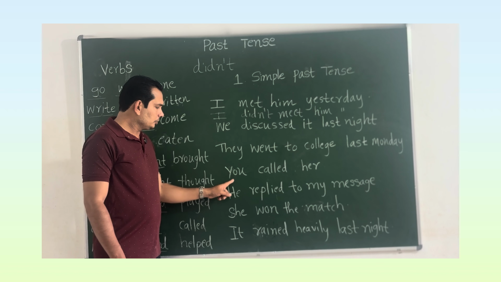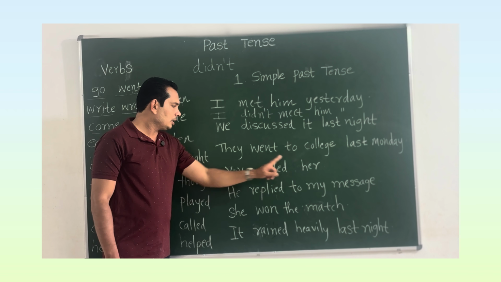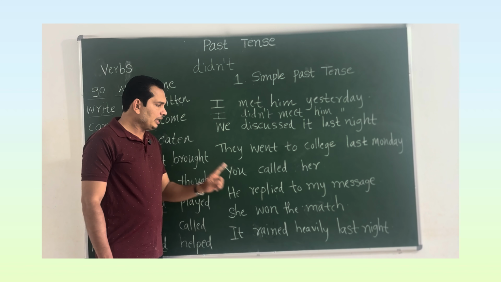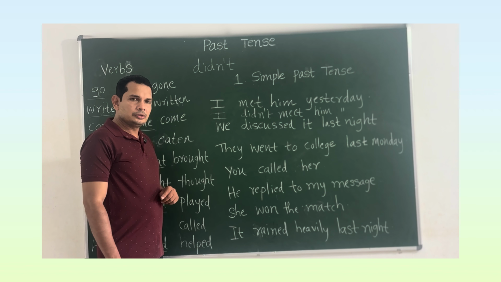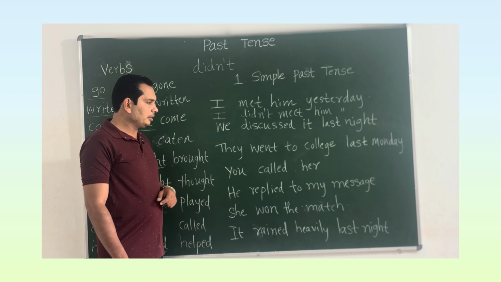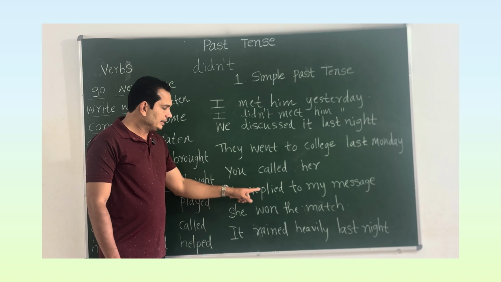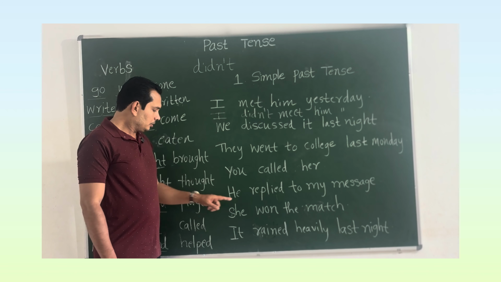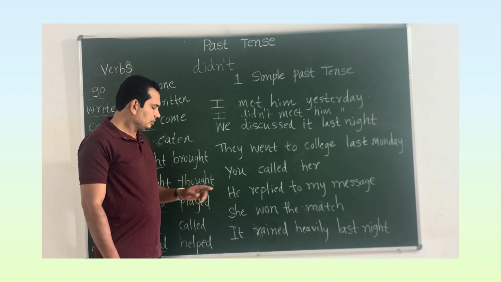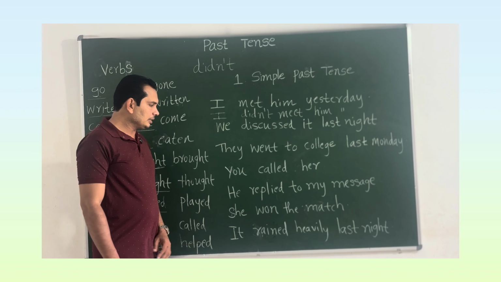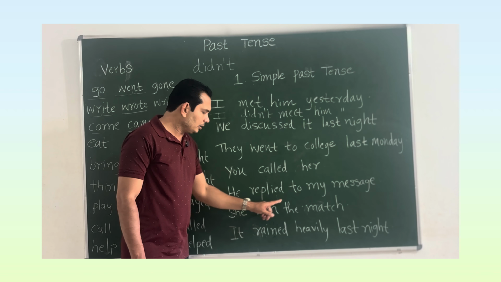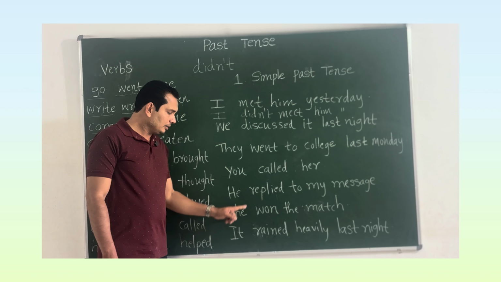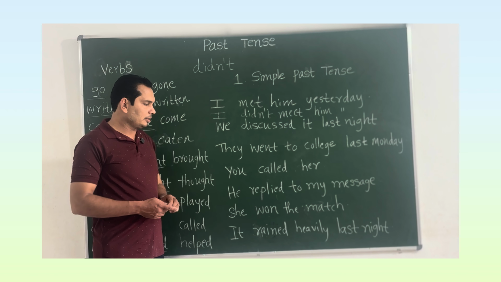You called her. You didn't call her. He replied to my message. He didn't reply to my message. You shouldn't say he didn't replied to my message. You should say he didn't reply, the first form of the verb, to my message. She won the match. She didn't win the match. You can't say she didn't won the match. That is grammatically incorrect. She didn't win the match is correct. It rained heavily last night. It didn't rain heavily last night.